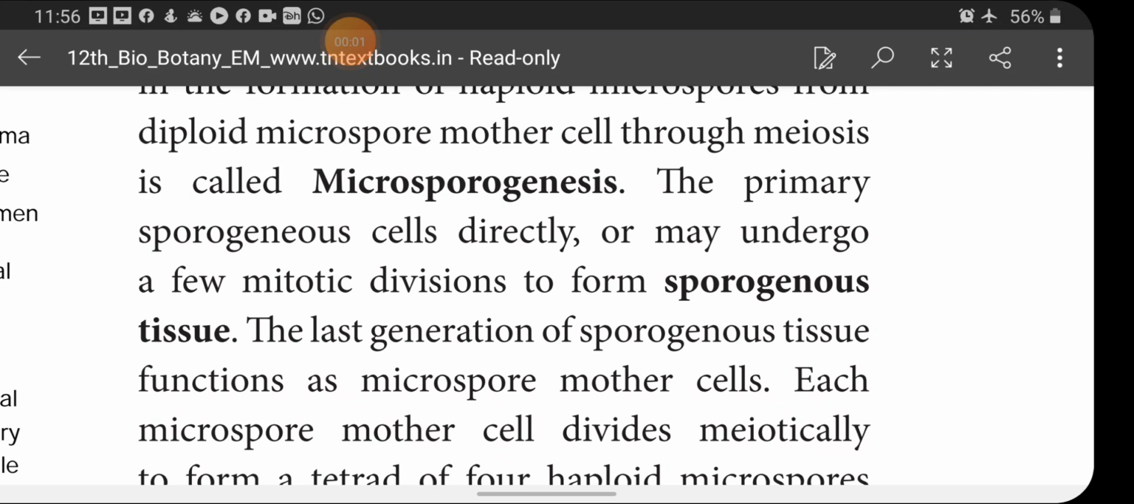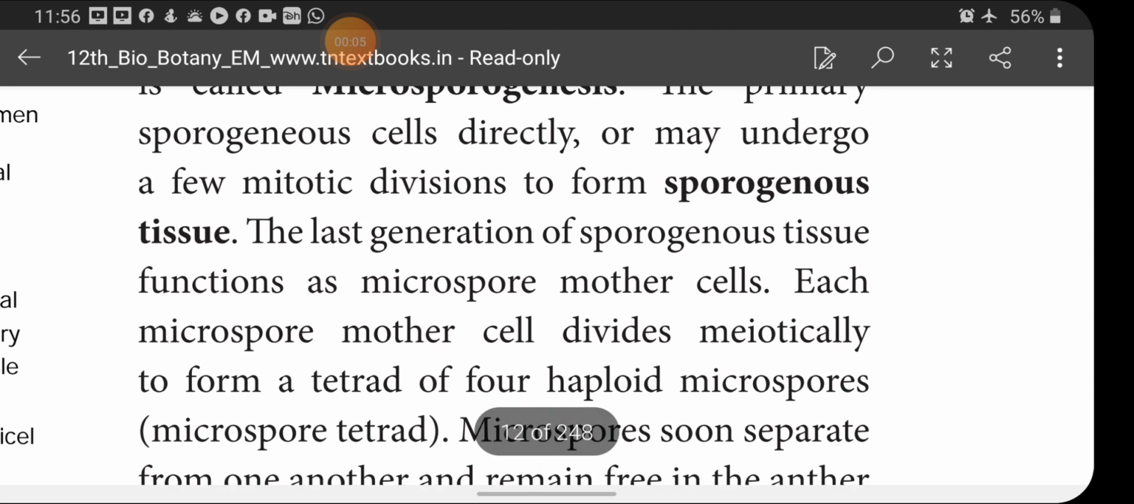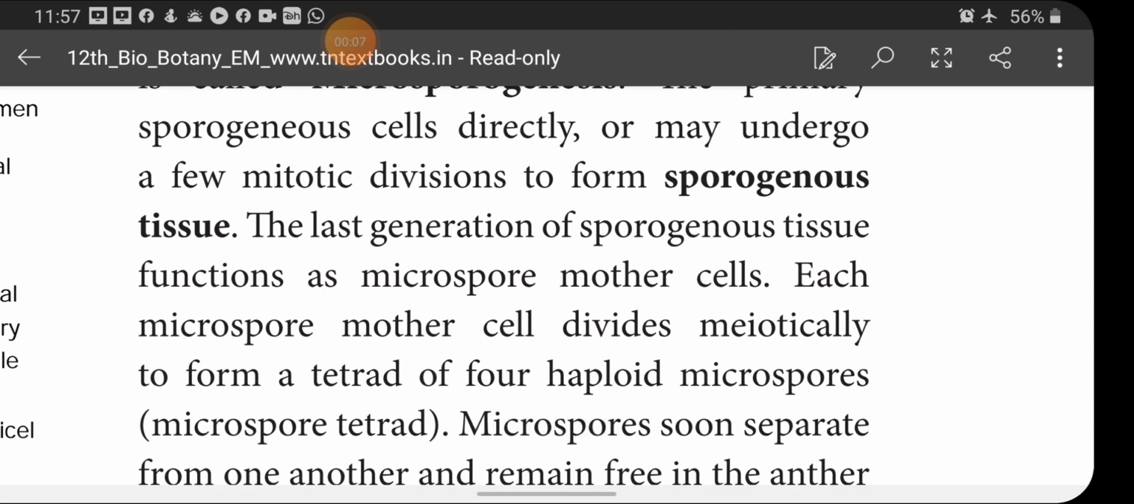The primary sporogenous cells directly, or after a few mitotic divisions, form sporogenous tissue. The last generation of sporogenous tissue, that means after the first mitotic division, second mitotic division, third mitotic division, and the last division, functions as the microspore mother cell.